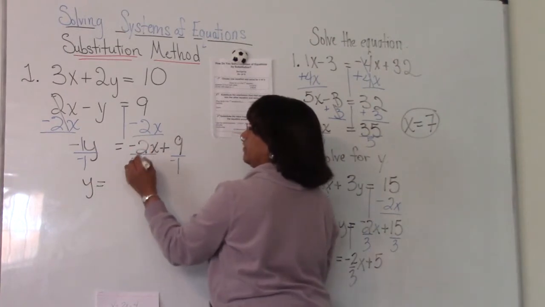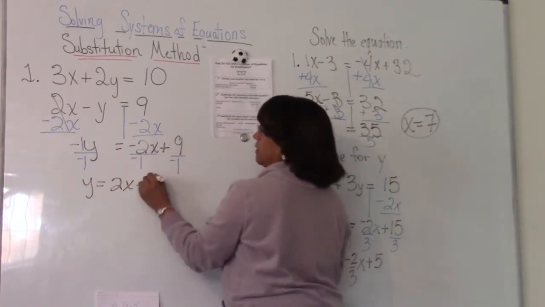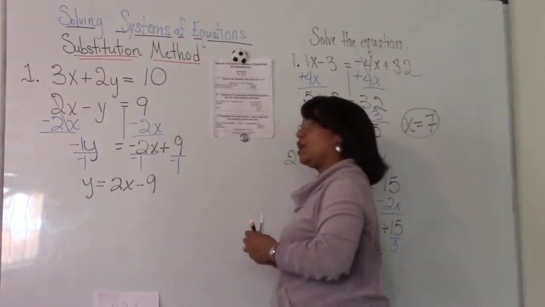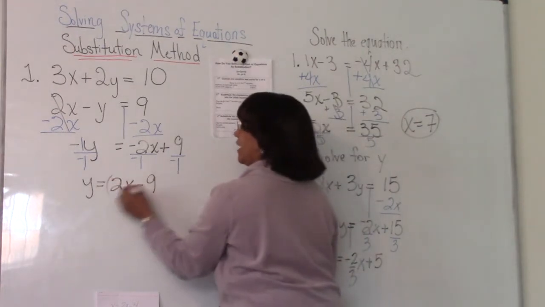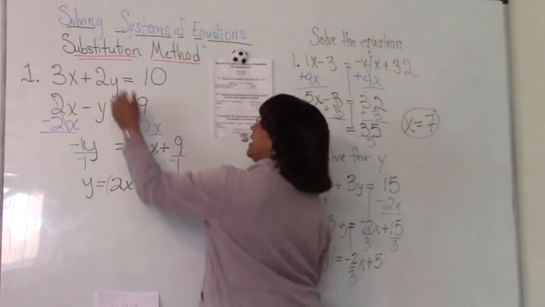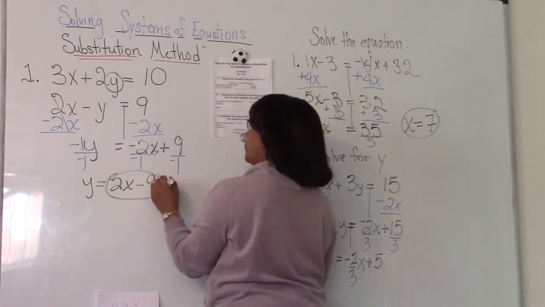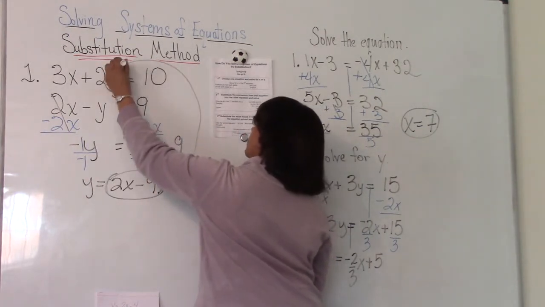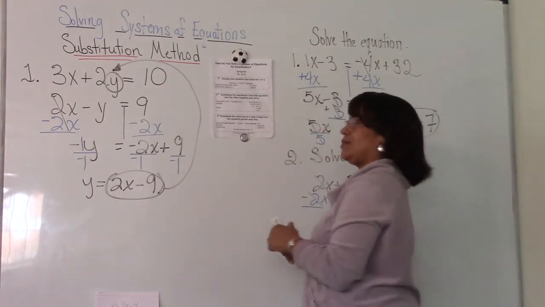Is equal to a negative divided by a negative is a positive, and positive divided by a negative is a negative. So now you solve for y. So you take this equation for y right here, and you plug it in for y. So I'm going to take this right here, and I'm going to put it into my other equation in place of y. And that's called substitution, because you're substituting.